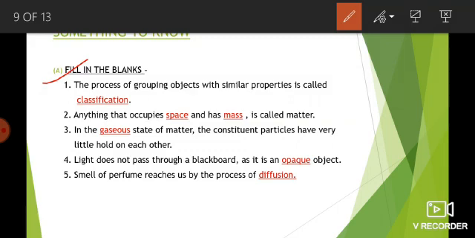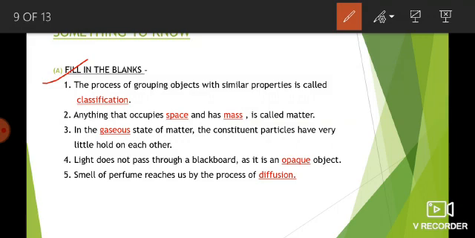Number 1. The process of grouping objects with similar properties is called dash. Answer is classification. Number 2. Anything that occupies dash and has dash is called matter. Answer is space and mass. Number 3. In the dash state of matter, the constituent particles have very little hold on each other. Answer is gaseous.